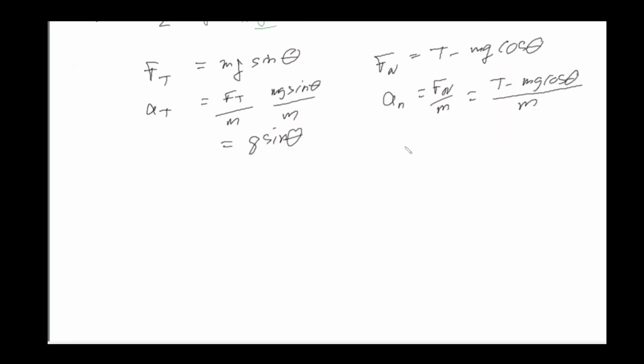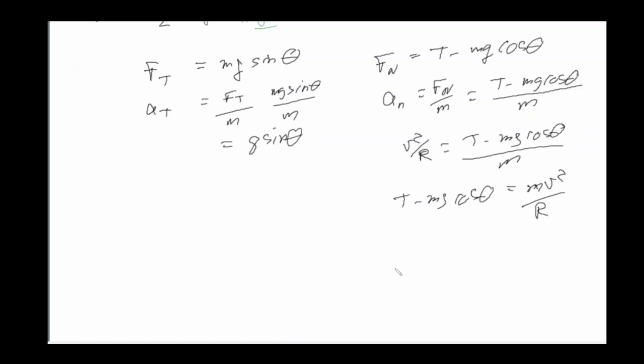Now acceleration happens to be equal to v squared over r. So this becomes equal to T minus mg cosine theta over mass. And if we solve, T is equal to m times v squared over r plus g cosine theta.